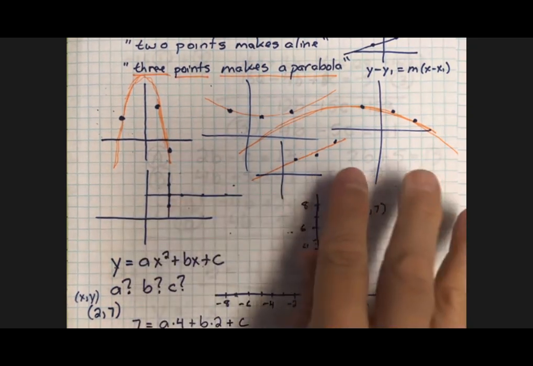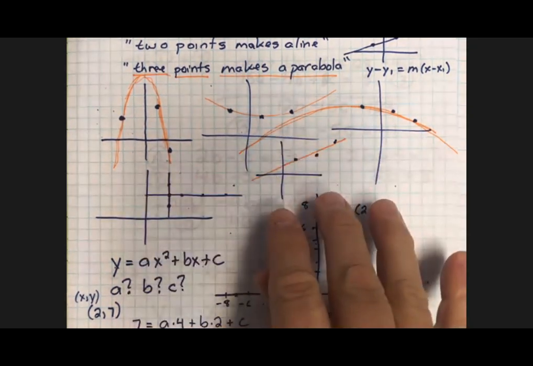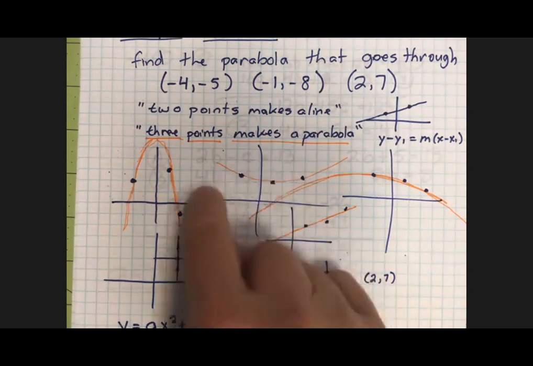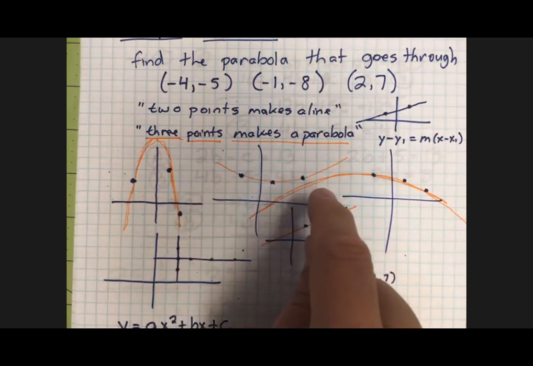So you can do this problem with any number of points and say, even though 2 points makes a line, what happens if I give you these 20 points? What's the best line that goes through those points?